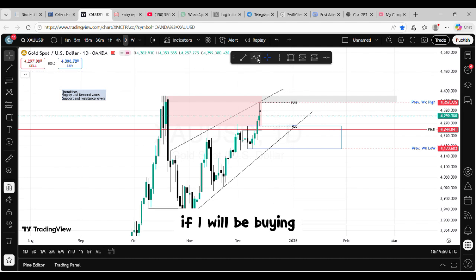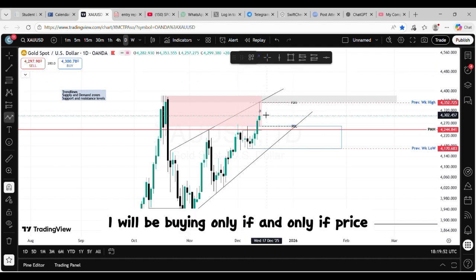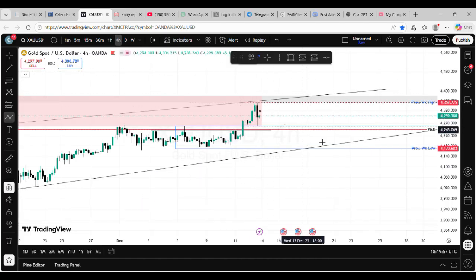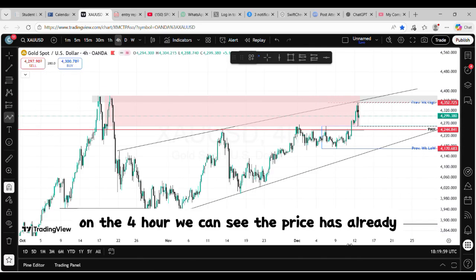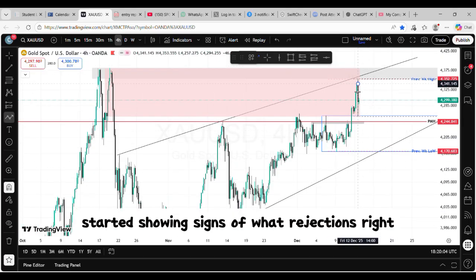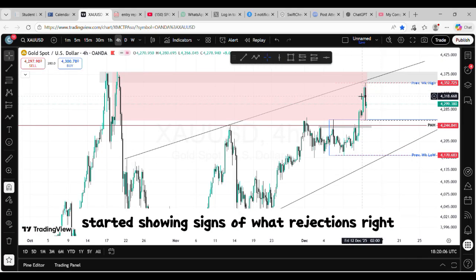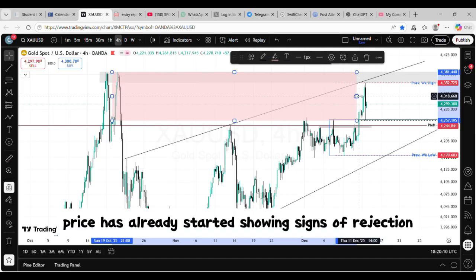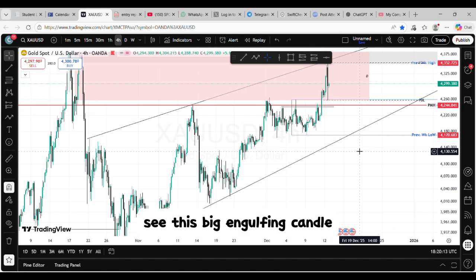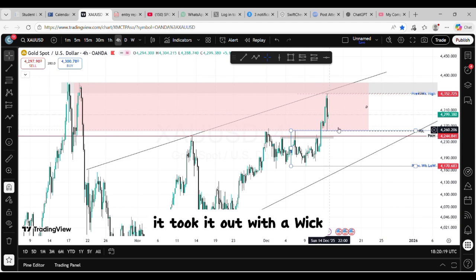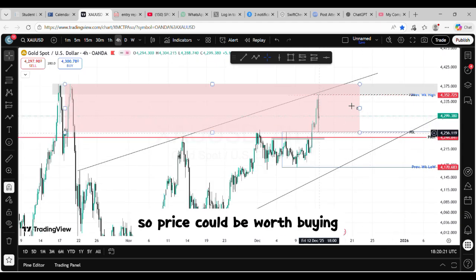I'll be buying only if and only if price, let's go on the 4-hour. Let me explain this better. On the 4-hour, we can see the price has already started showing signs of what? Rejections, right? See this big engulfing candle, but it couldn't break below this low. It took it out with a wick. We could say it's a liquidity sweep, so price could be what?